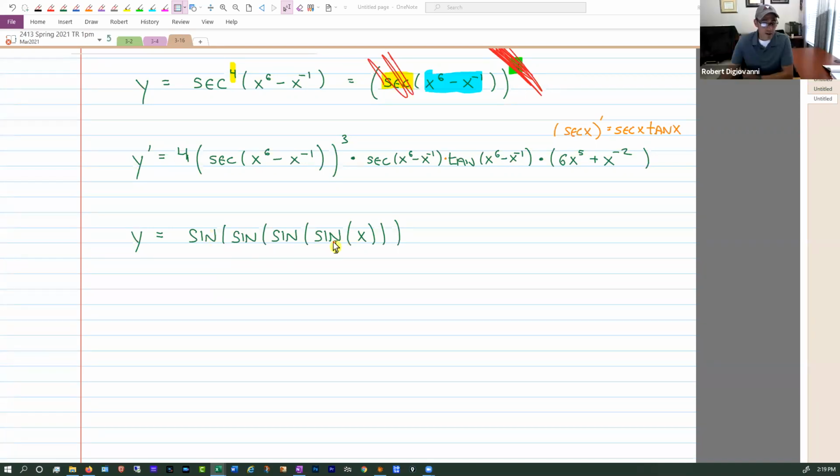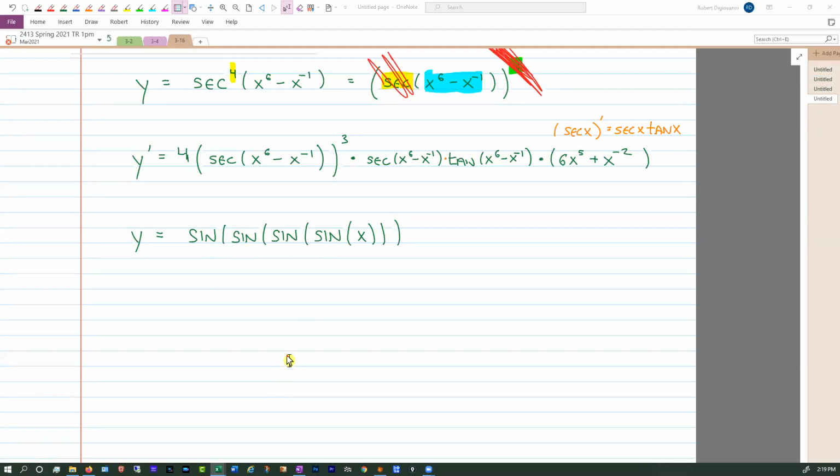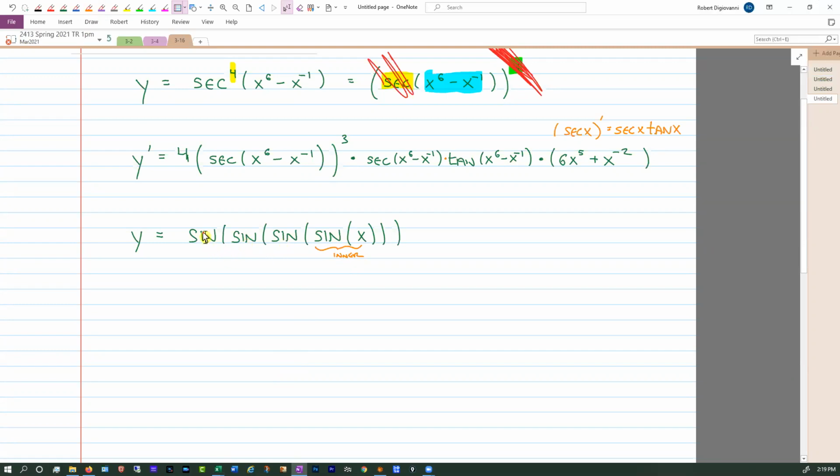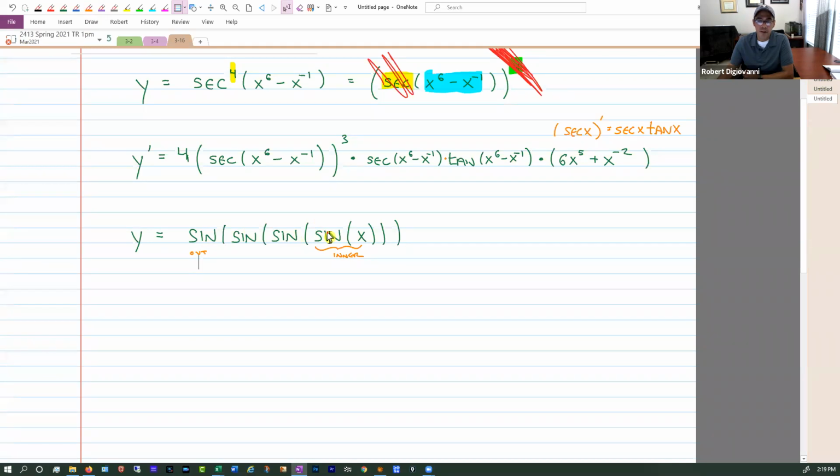So how many layers are there to this onion? Three. We have our inner function here. This is the furthest function in. And then we have another layer here, another layer here, and another layer here. So this would be our outermost one. So there's 1, 2, 3, 4 layers to this onion. Does that make sense, Claire? Yes.